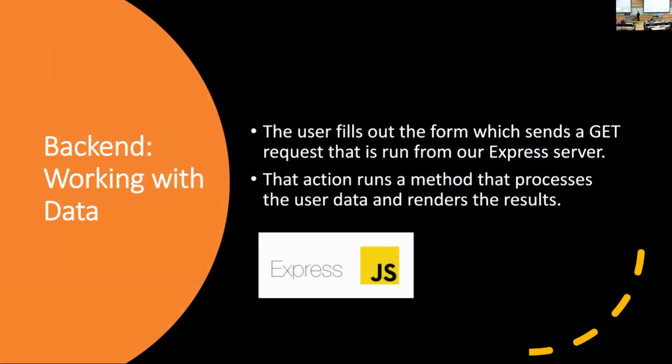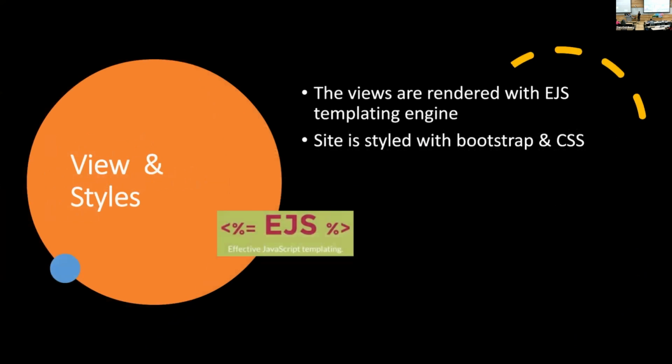To work with the data, the user fills out a form, and the form submits a GET request that is run from the Express server we made. That action runs a method that processes the user data and renders the result for the user. The views are rendered with EJS from Express, and they're styled with Bootstrap, but mostly handwritten CSS.